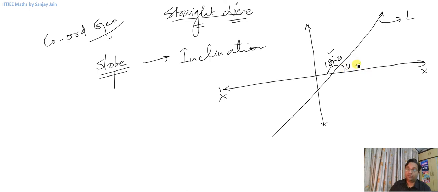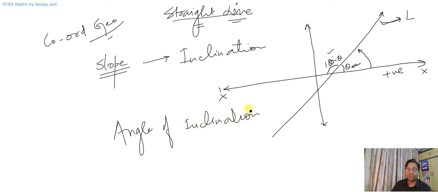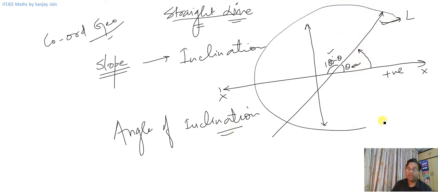So this angle that the line makes with the positive direction of x-axis in anti-clockwise sense is known as angle of inclination. So what is angle of inclination? Angle of inclination is the angle made by the straight line with positive direction of x-axis in anti-clockwise sense. Okay, so here in this diagram the angle of inclination is theta.